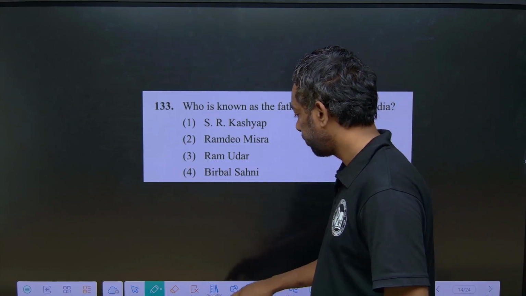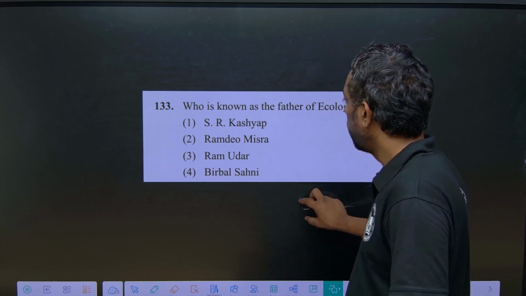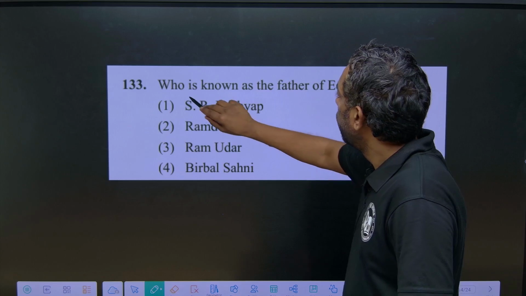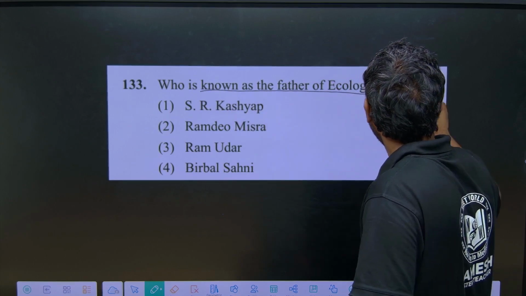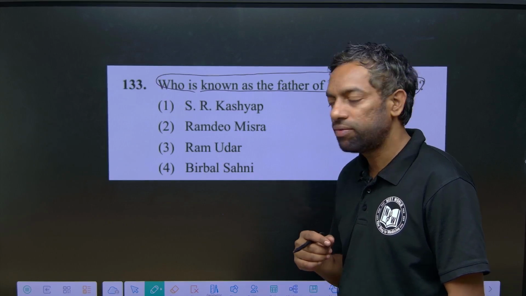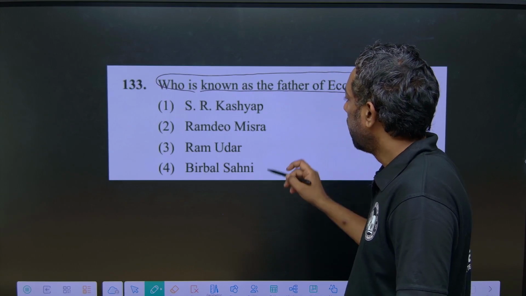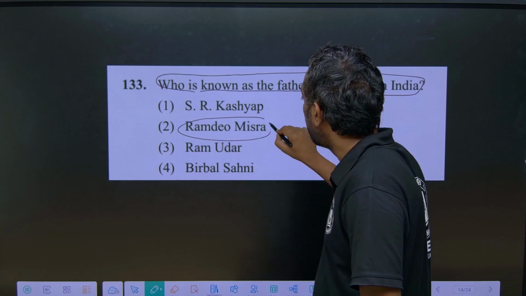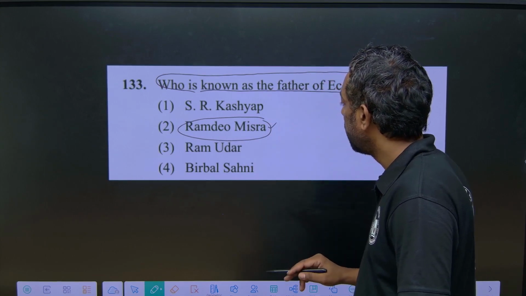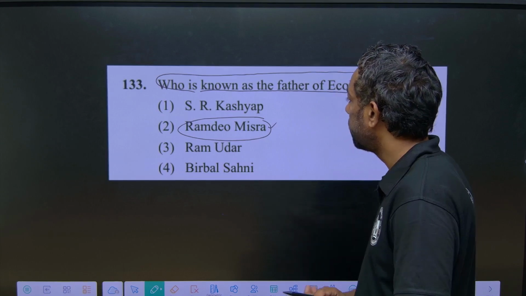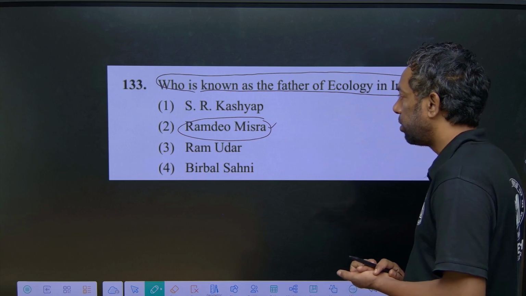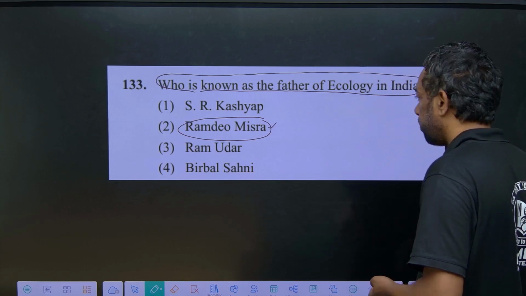Next question. This is a factual one. Who is known as the father of ecology? These kinds of questions from ecology are very natural. Ramdeo Misra. Kashyap is not, Ram is not, Birbal Sahni is a plant scientist. This is the answer, Ramdeo Misra, a direct question. No need for any further explanation.